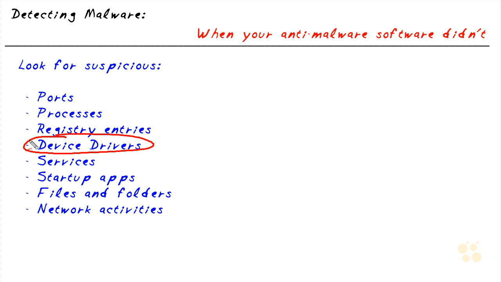Another item we might want to check are our device drivers. And that's because malware, once it's downloaded and installed, sometimes it'll be hidden as a device driver to avoid detection. So we want to make sure we know, first of all, what the device drivers are that are running on our system. We'd also want to verify that they are legitimate device drivers from trusted sources.